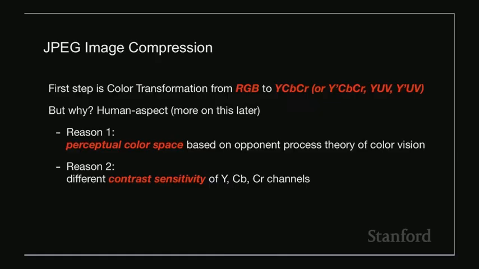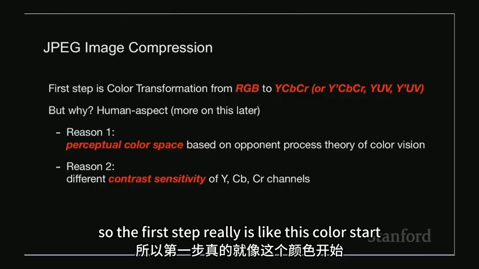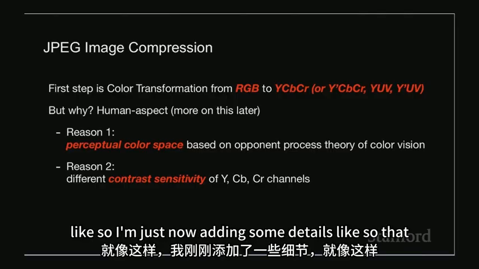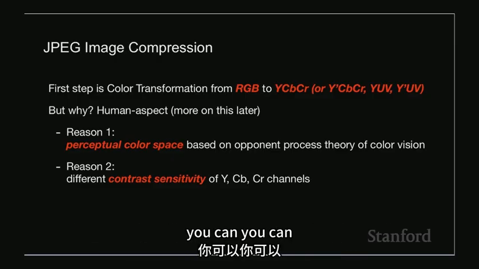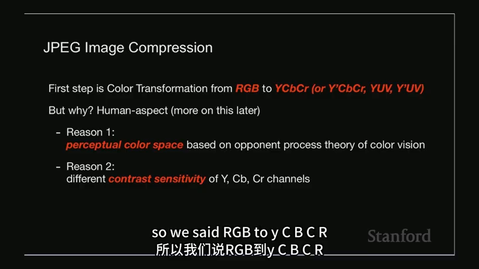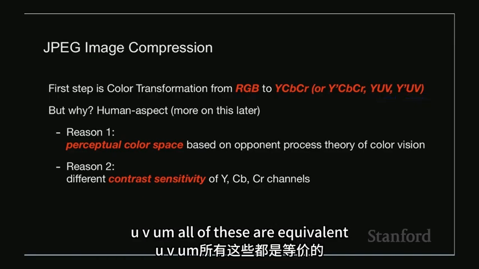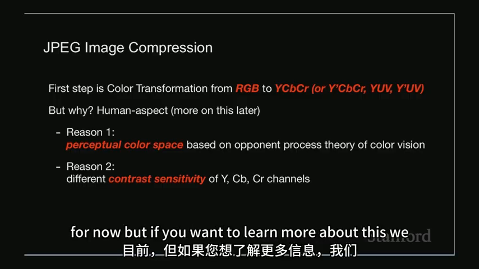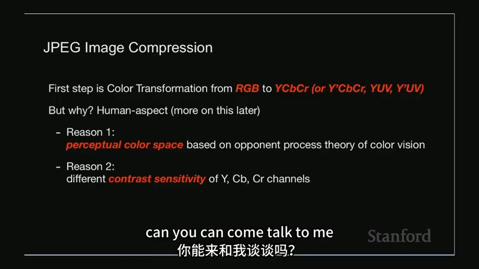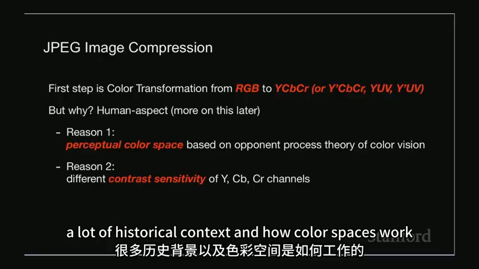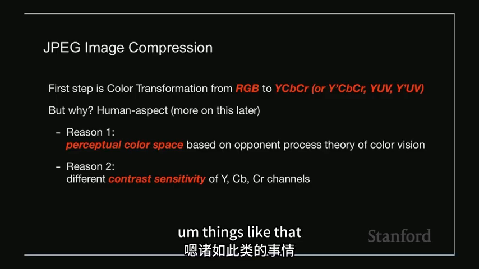So the first step is this color part, and I'm now adding some details so that when somebody talks to you about these things, you can understand. We said RGB to YCbCr. Sometimes you might hear terms like YCbCr, YUV. All of these are equivalent for now. If you want to learn more about this, you can come talk to me. All of this has to do with a lot of historical context and how color spaces work.